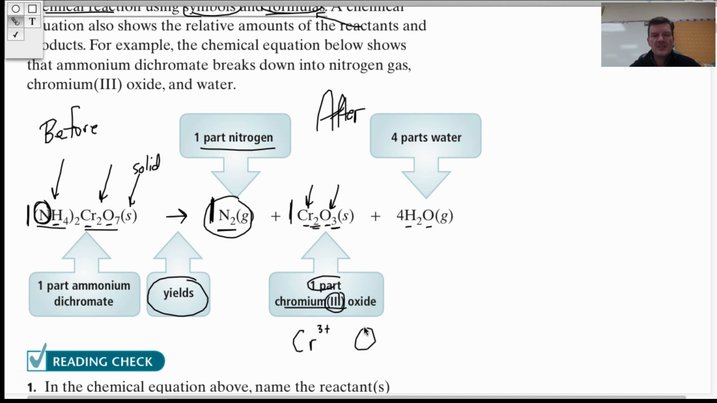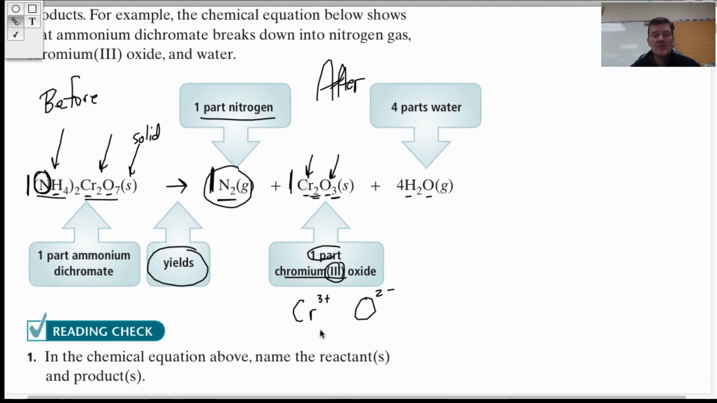Chromium-3. And oxygen always forms a 2 negative. This is a metal and non-metal. That's ionic. And to form this compound, you would have 3 parts oxygen to 2 parts chromium. That's why the formula is the way it is.